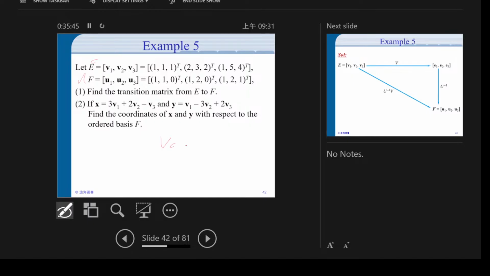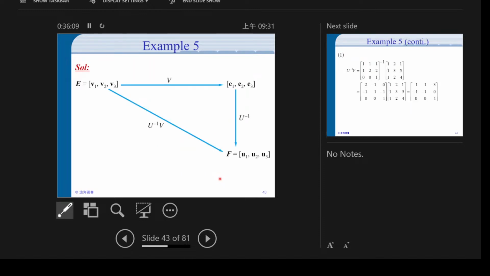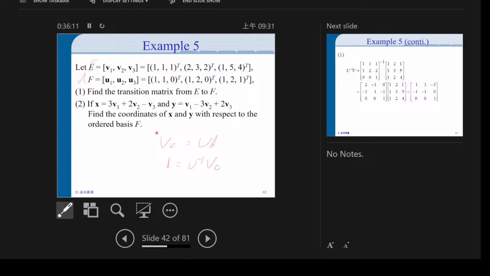Then once again we have VC equal to UD, and so then we have D equal to U minus 1 VC. So the transition matrix should be U minus 1 times V.